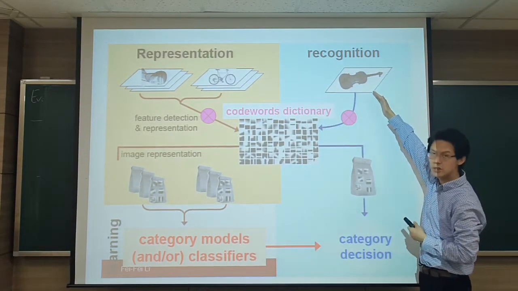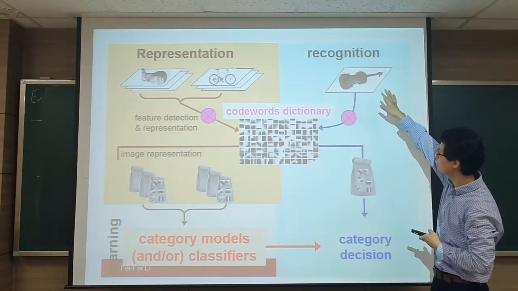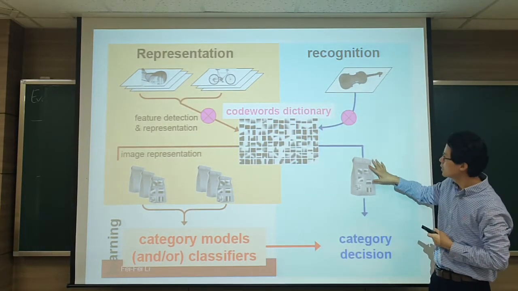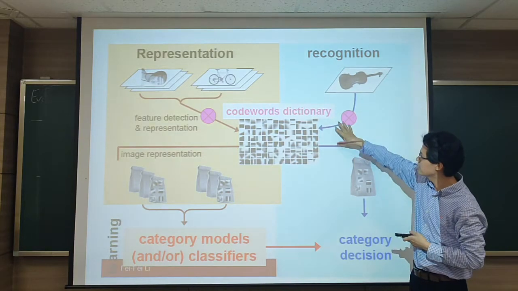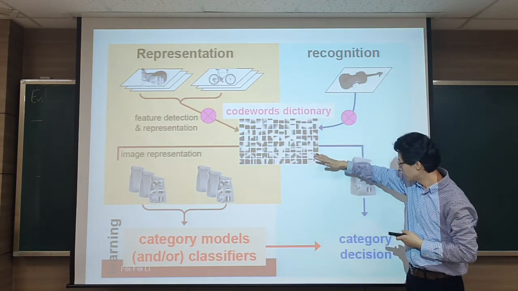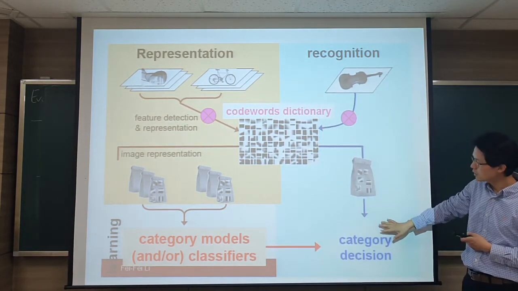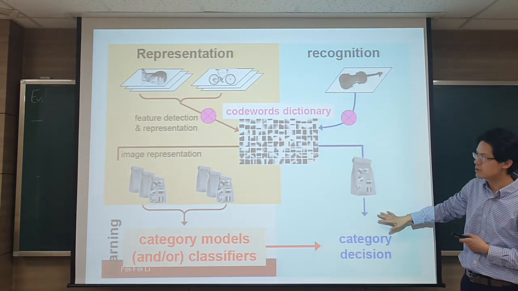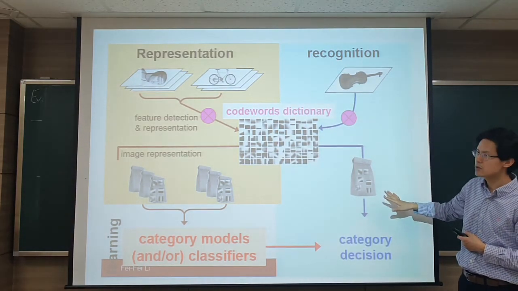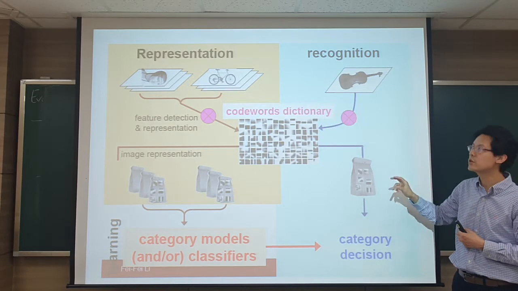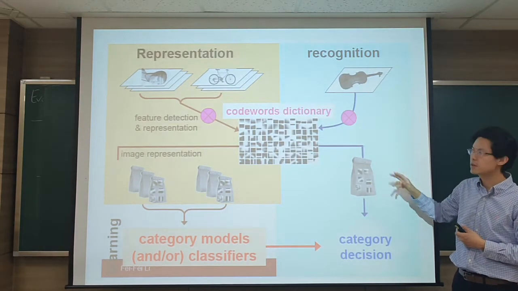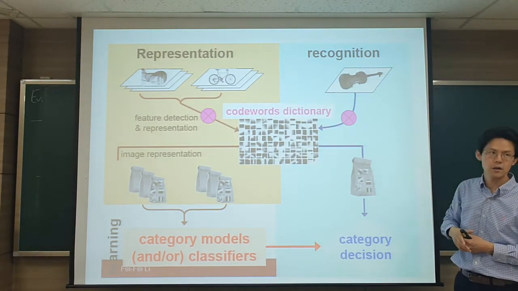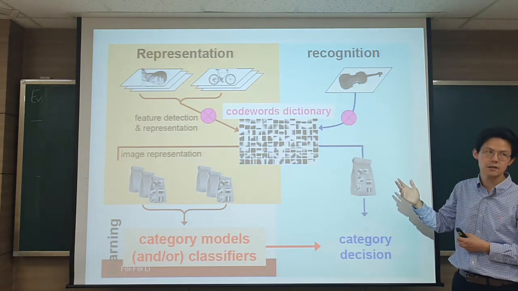Given the query image, we also represent this query image as a bag of visual words with respect to the visual words, and then we can do the actual classification or the image search technique. The bag of visual words is mainly, commonly used for image search. Also, this technique can be used for other tasks like classification.